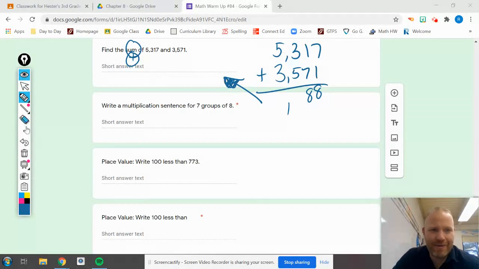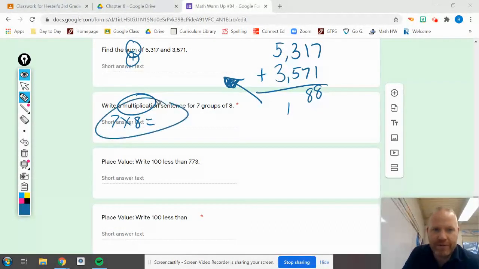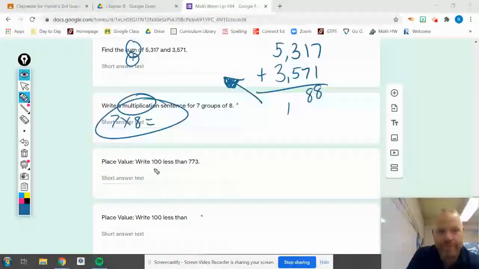Once you've done that, you're doing a multiplication sentence for 7 groups of 8. So again, multiplication sentence, 7 times 8 equals what? Make sure you type it all out. When it says to write a sentence, you write the whole sentence.